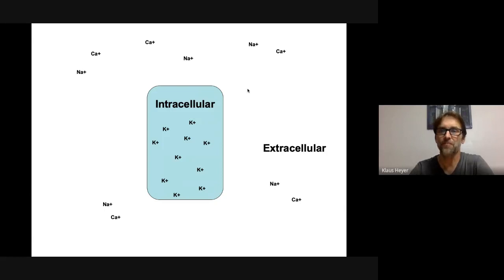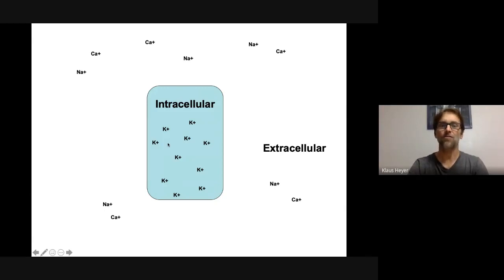We have sodium, so that's the Na, and then you have calcium. I almost said chlorine. We have calcium, and that's a Ca, and technically calcium has two positive charges, but I just put one. So we have calcium and sodium, and they like to hang out on the outside. These are extracellular cations, meaning that they want to be on the outside of the cell. They'll go inside, but they want to be on the outside.